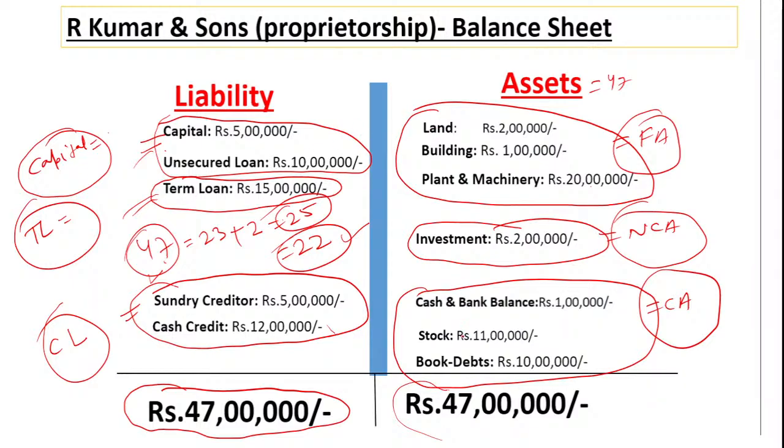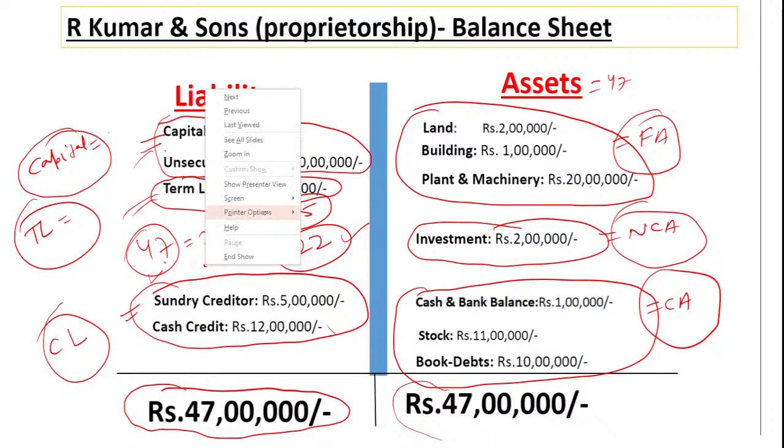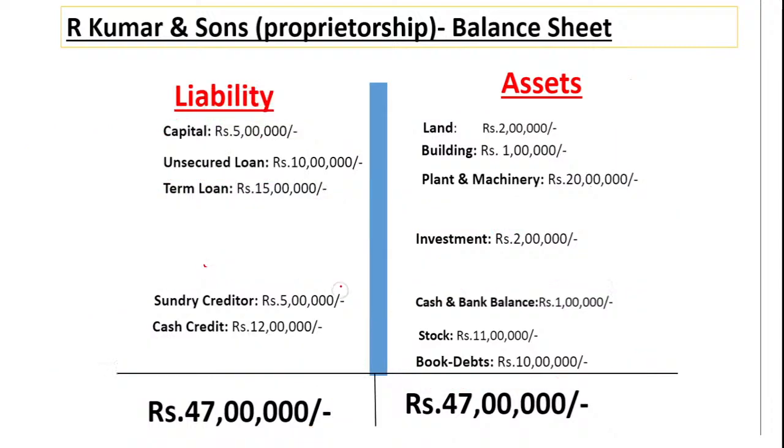If on the asset side any component is missing, means non-current asset is missing or fixed asset is missing, or on the liability side if the capital figure is not there or term liability figure is not there or current liability figure is not there, then how to calculate? So this also we have discussed in the previous slide, but again I want to repeat because these are very basic fundamental thing that one must know.